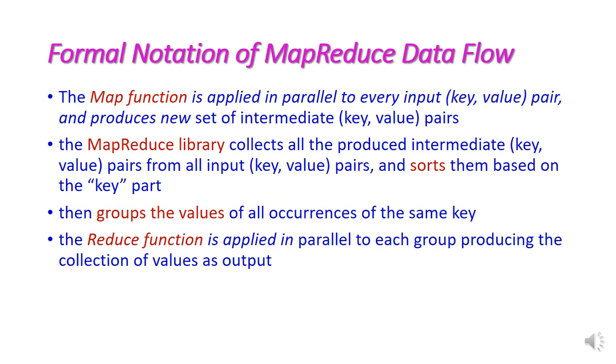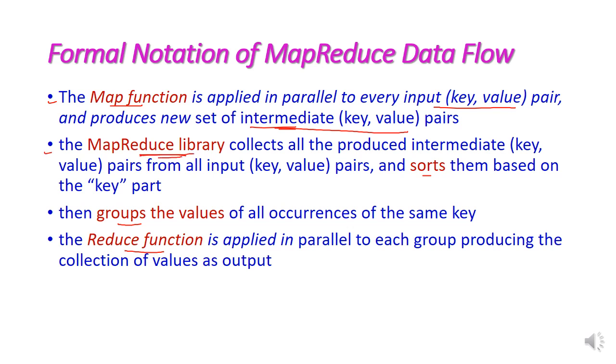And next, let us see the formal notation of the MapReduce data flow. Here we have the map function, the MapReduce library, grouping and the reduce function, and sorting. First is the map function. Map is applied in parallel to every input key value pair, and that will produce intermediate key value pairs as output. That is the output of the map function.